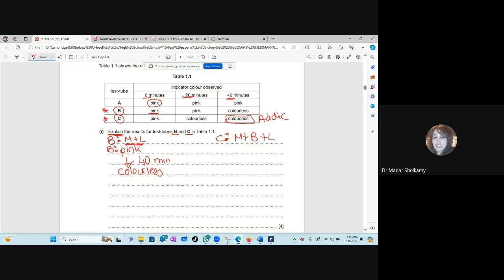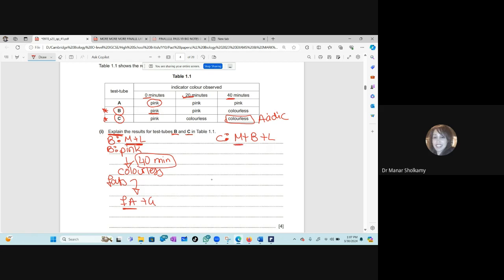Give me an answer. I will not answer every single question for you. Hello? It contains fats. Yes, it contains fats, and these fats were broken down by the lipase enzyme to give me what? Fatty acids and glycerol. Very good. Fatty acid and glycerol, mention that. And the fatty acids, these are acidic, so they will be responsible for the color change. And it took 40 minutes. Put this in context.